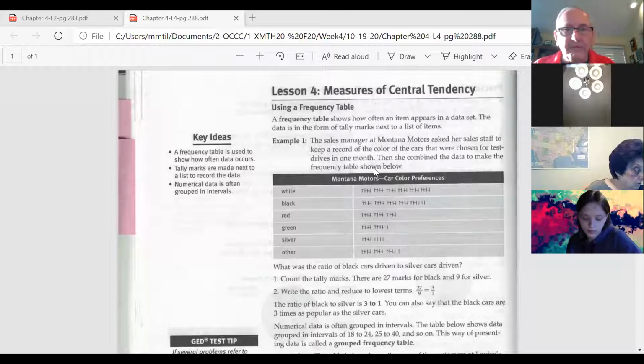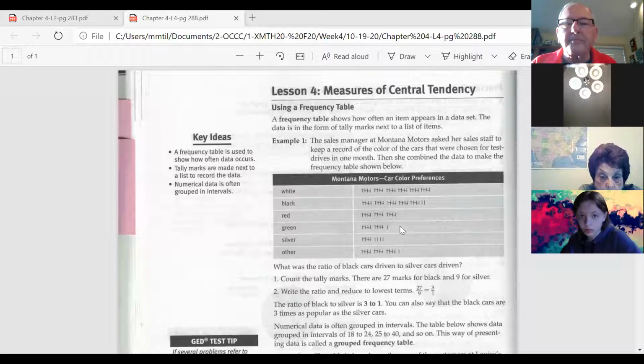I should have caught it. So it's lesson 4 of chapter 4, measures of center, central tendency, okay? We're still talking about data. This is called a frequency table, where in this particular case you're listing the colors of the cars that were sold during a particular time period, and you're marking them all off, whether it was white, black, red, green, silver, other, whatever, and you're putting the number of cars that fall into that category, okay?